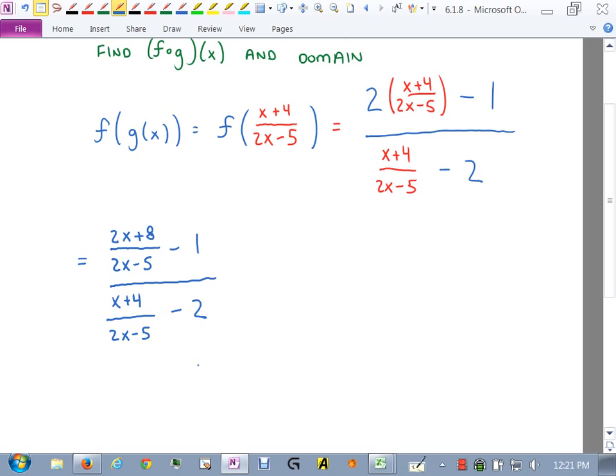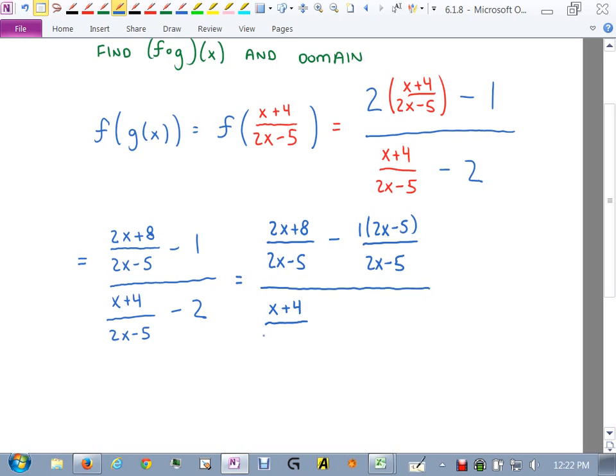Now, we have 2 sets of complex fractions. So these up here, I'm going to put these 2 together. I'm going to put these 2 together, which means I need to get common denominators. So see if you follow this. 2x plus 8 over 2x minus 5 minus 1 times 2x minus 5 over 2x minus 5. Well, I'm doing them all at one time.